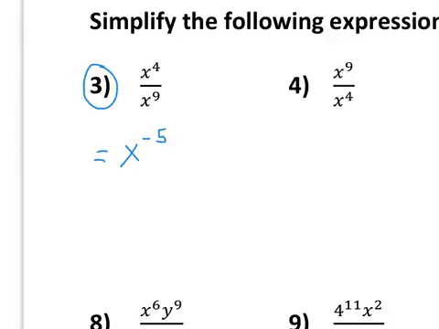But again, like we talked about yesterday, we don't want to leave our answers with negative exponents. So now that we have one, we need to drop that term to the denominator of a fraction and change the negative exponent to a positive. So now the answer for number 3 is 1 over x to the 5th.